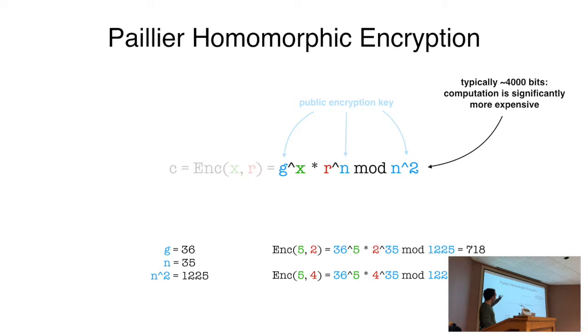So the problem here is that these numbers are typically very large. They can be 4,000 bits as opposed to normal 32 or 64 bit numbers that we do normal computation on. So the computation becomes significantly more expensive.